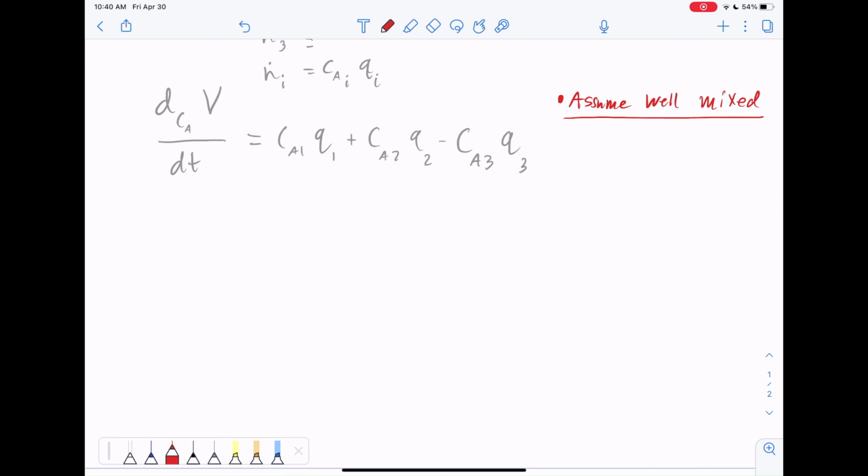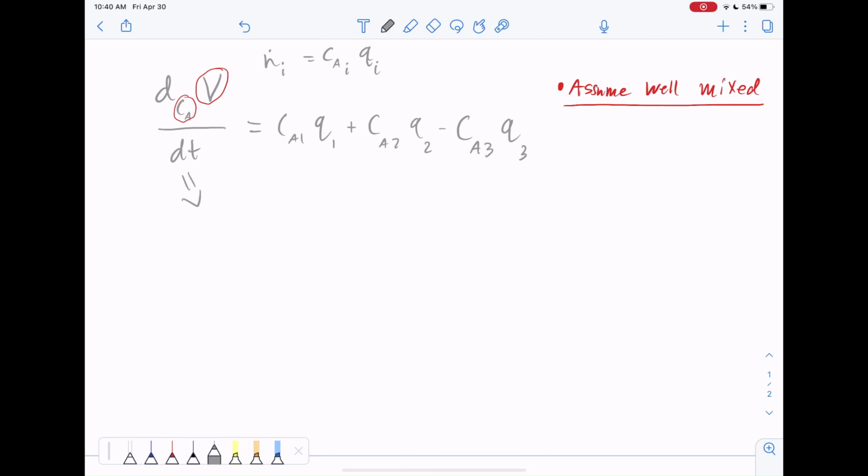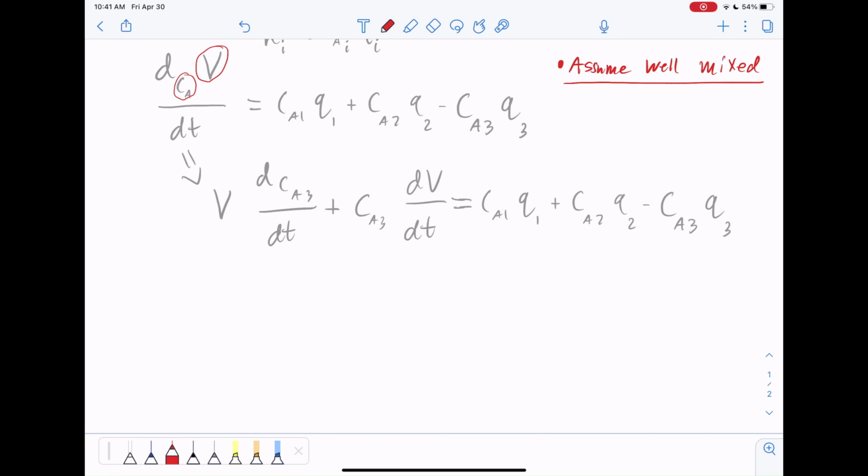Now we're going to use the chain rule. We have two differentials here. We have the CA, we have the V. We need to take the chain rule of that in order for it to work right. I'll go ahead and just write that. It's going to be the first one to be constant, and then V dCA3 dt plus, we're going to take the second one to be assumed constant, CA3 dV dt is equal to, I'll go ahead and just lasso this portion. It's going to be the same.